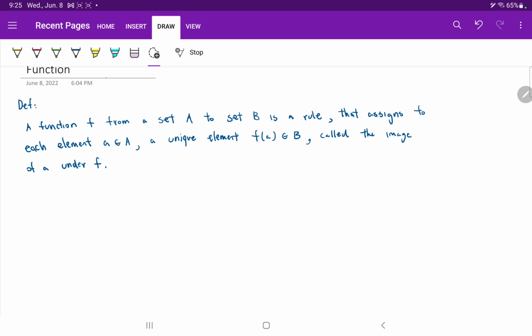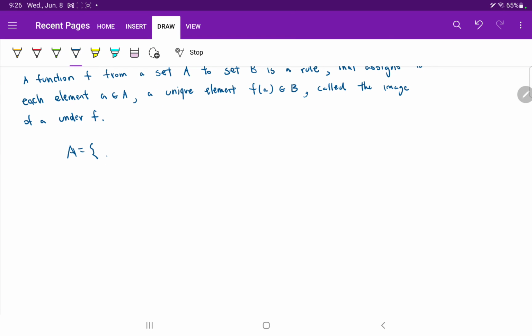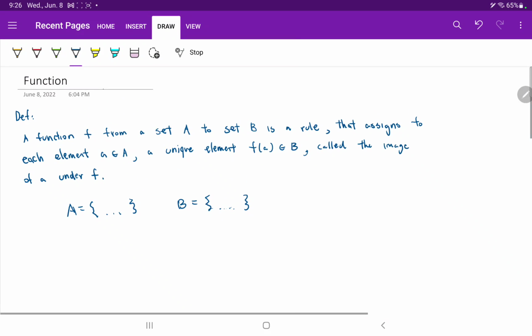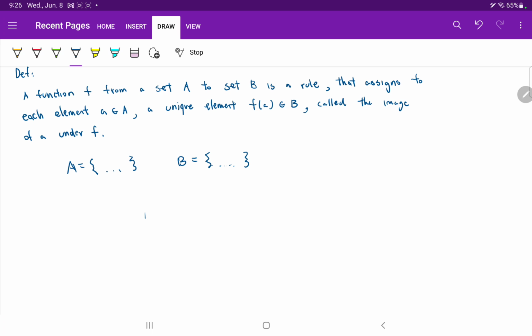So this might sound tricky at first, but I have a really good analogy that I would like to talk about. So imagine there's some set A with random elements that we do not care about, and there's some set B with some random elements we do not care about. So what a function does is that, well, let's assume we have this big box right here, which we call f, which is the function, and it has an entrance and it has an exit, right?